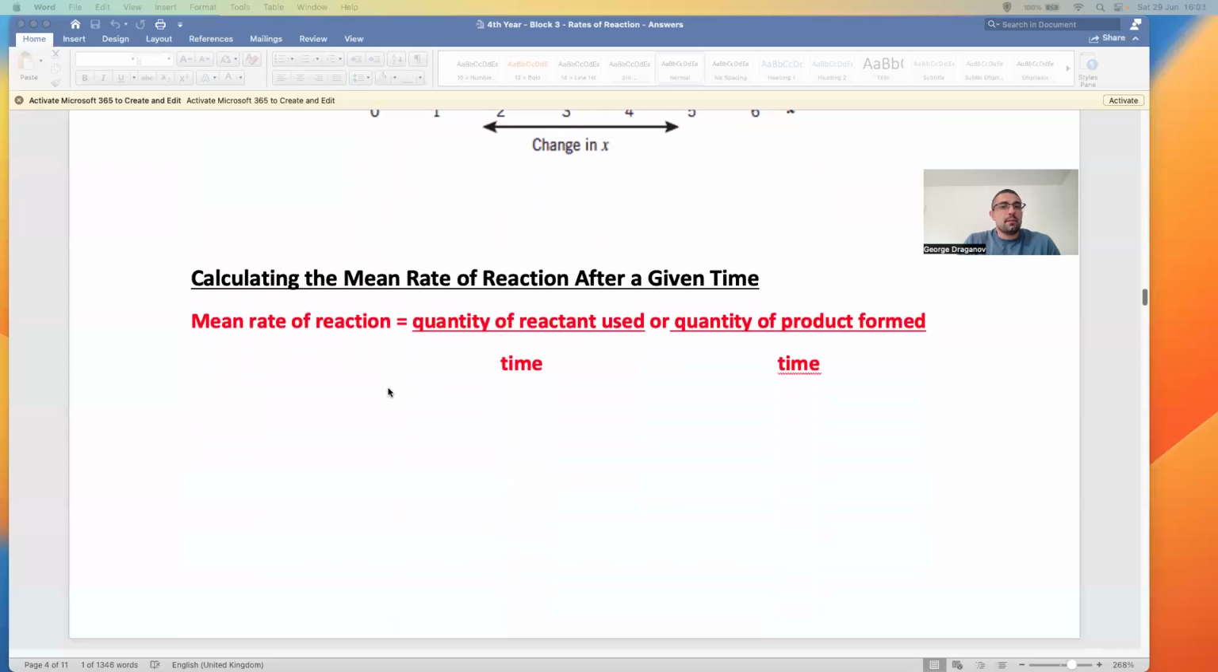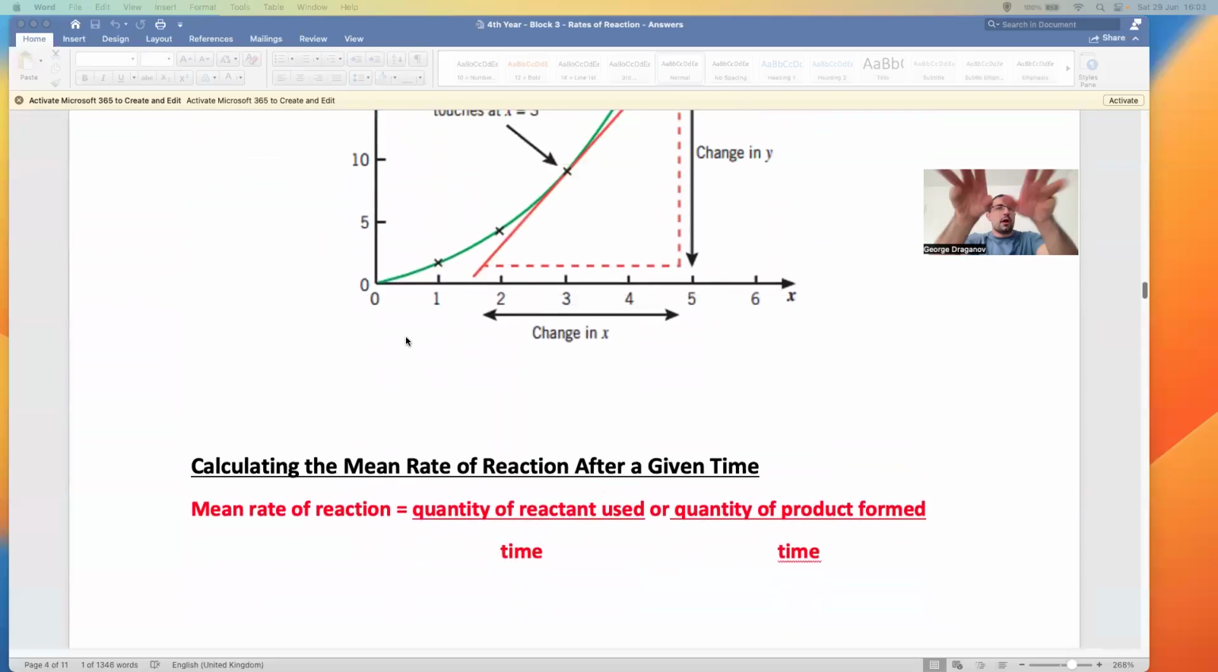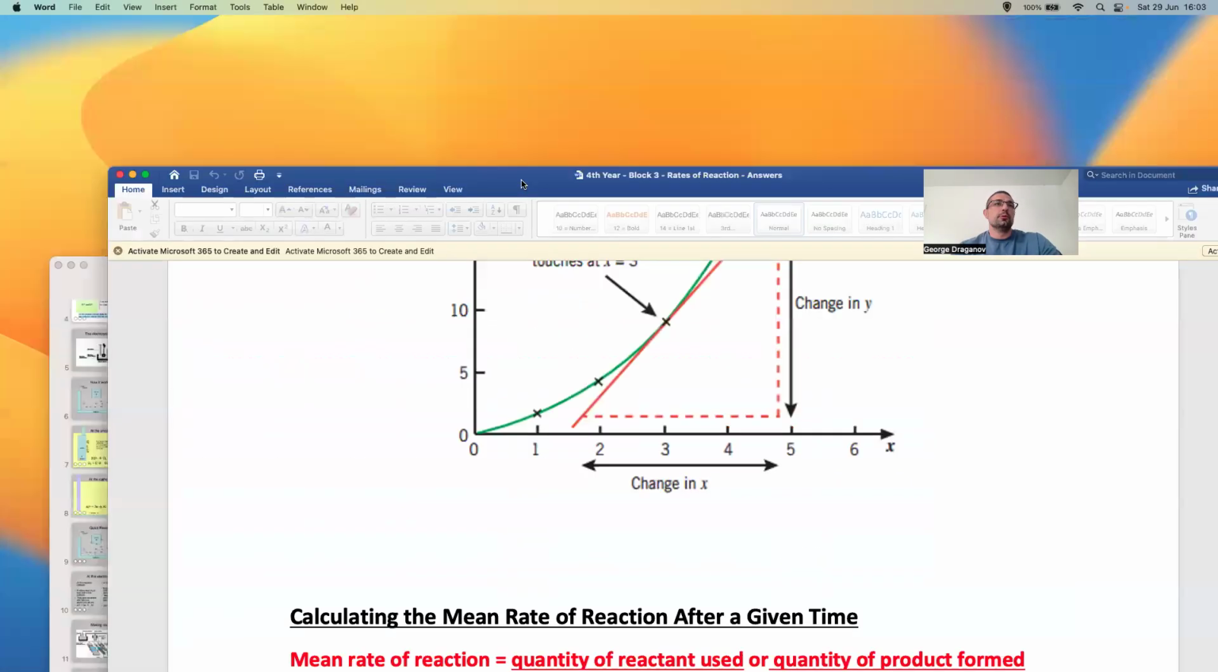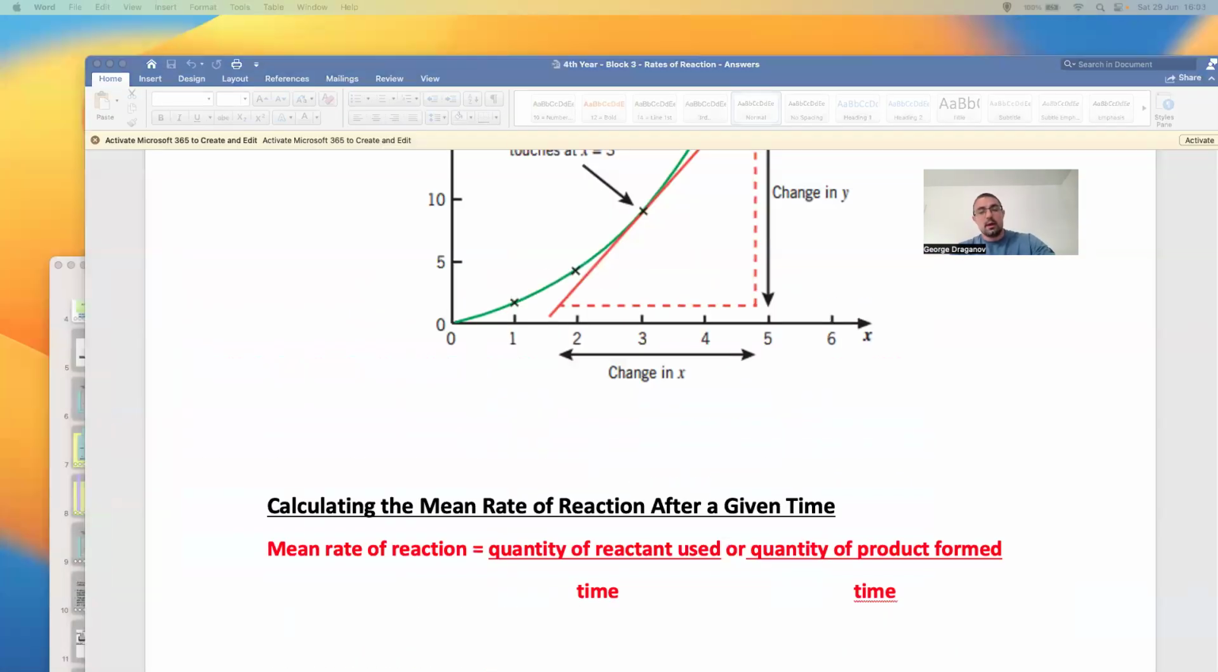I'm just going to go over that bit one more time because it's quite important, using a PowerPoint slide. And then that'll be the end of this lesson. And then next lesson, we'll look at collision theory. So let me just load this up.